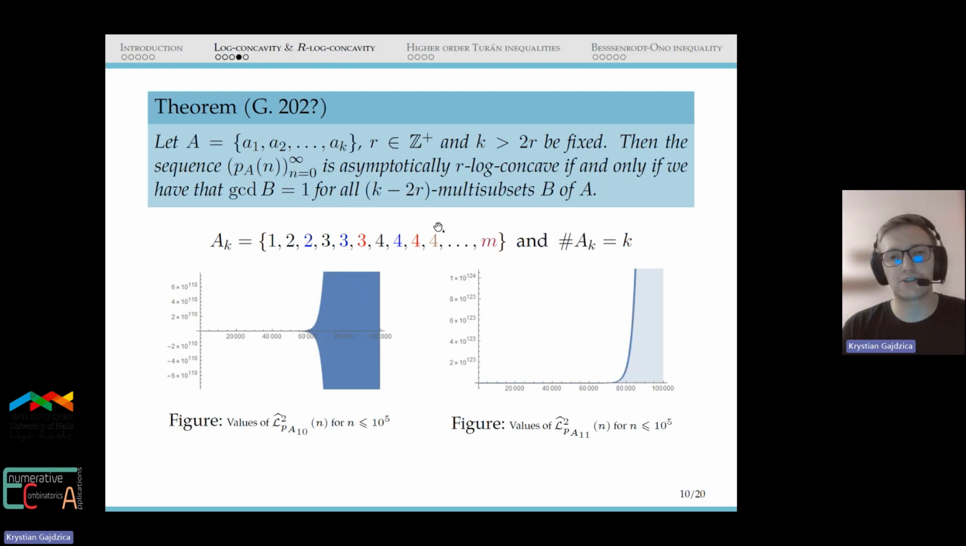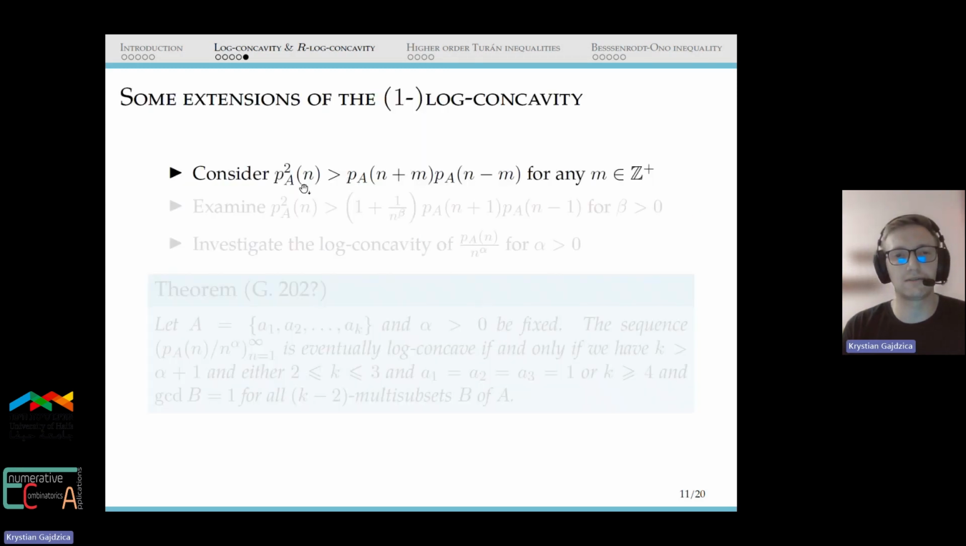However, as I previously mentioned, 1 log concavity directly corresponds to the log concavity problem. And there are some more basic extensions of the log concavity task. For instance, one can investigate the following problem. So instead of 1, we can take any positive integer m and ask about the following inequality. On the other hand, we can also assume that there is some parameter beta greater than 0 and ask how small beta can be in order to have that this inequality is valid for all sufficiently large values of n.